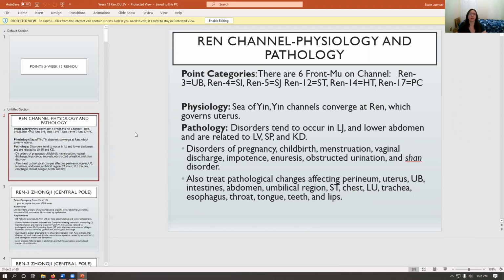We can also treat pathological changes elsewhere, as far up as the chest, the lung, the trachea, the esophagus, all the way up to the teeth and the lips. So remember that we do have the Ren channel going up all the way to the face.